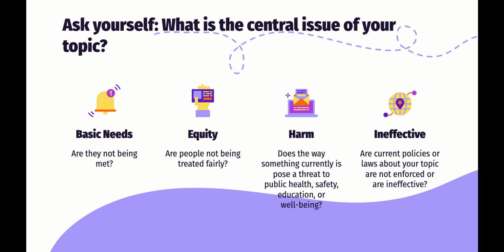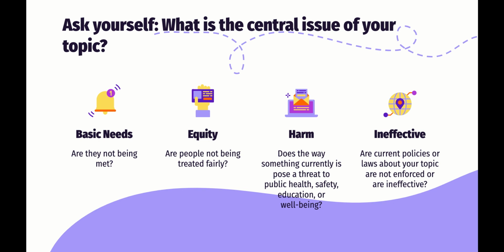your website. So the basic beginning steps for you guys is to think about, why is this issue a problem? Why is this a controversy in society? So there are four kind of choices to help you think about it. Is this a problem because basic needs are not being met? Is this an issue because of equity, because people are not being treated fairly? Is this an issue because it causes harm? It poses a threat to public health, safety, education, or well-being?